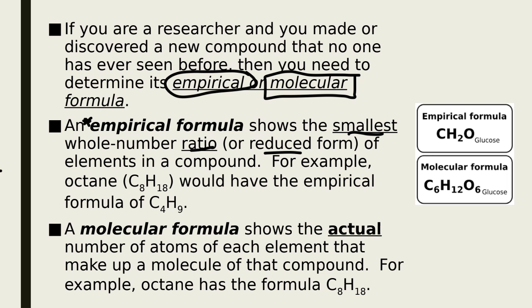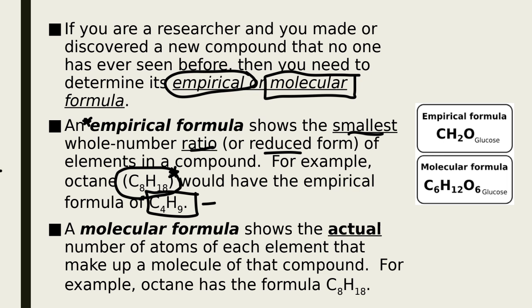So for example, octane has a molecular formula or chemical formula of C8H18. How can we reduce those numbers, or those ratios of elements, to give us the smallest whole number ratio? If we divide both 8 and 18 by a factor of 2, we come up with an empirical formula. So chemists always will start with the empirical formula first, and then they'll scale up and come up with a molecular formula when they first identify a compound.